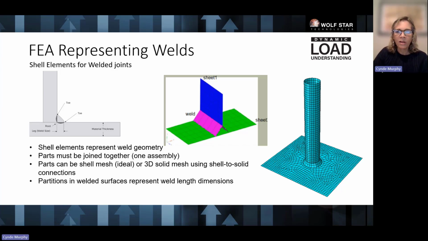Partitions are important with weld modeling. They can be made on the part that mimic the weld length, the weld leg length. This makes it easier to exclude or include elements during results review. So if you were to put a partition down on your plate, you could exclude that part because that is insufficient to look at for stress results in your final results.